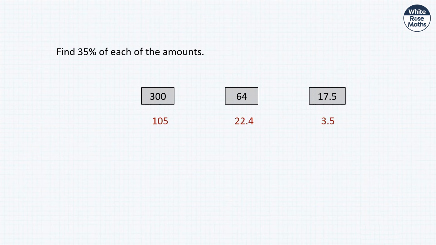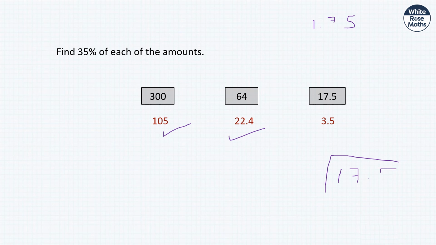So there are your answers. Oh, I think I made a mistake on this one here. So 10% would equal 1.75. And then 25% would obviously be a quarter of that. So I think, yeah, this and this are correct. This one, let's double check it.